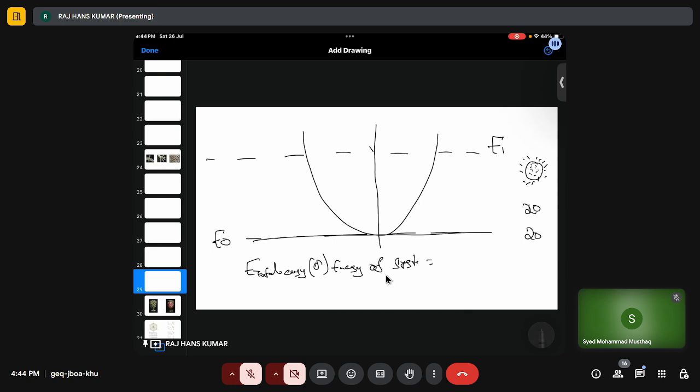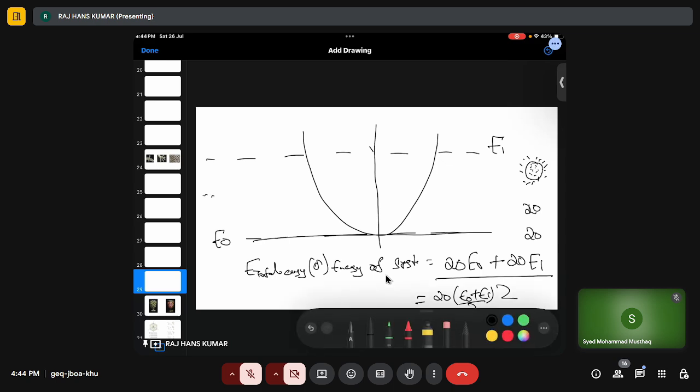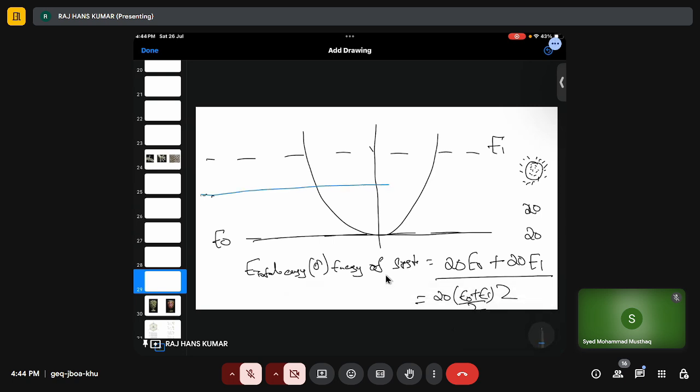It is 20 times E naught plus 20 times E1. Now if I take half, it will be 20 times of (E naught plus E1) divided by 2. That means it lies in between. Now this is my total energy of the system. Now you can see the gap, right?